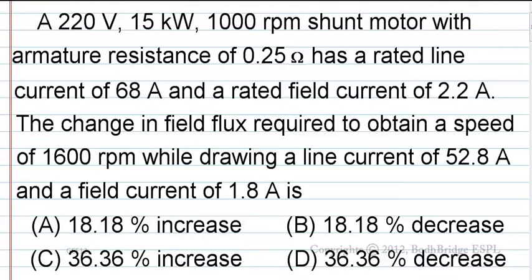Question: a 220 volts 50 kilowatt 1000 rpm shunt motor with armature resistance of 0.25 ohm has a rated line current of 68 amperes and a rated field current of 2.2 amperes. The change in field flux required to obtain a speed of 1600 rpm while drawing a line current of 52.8 ampere and a field current of 1.8 ampere is.